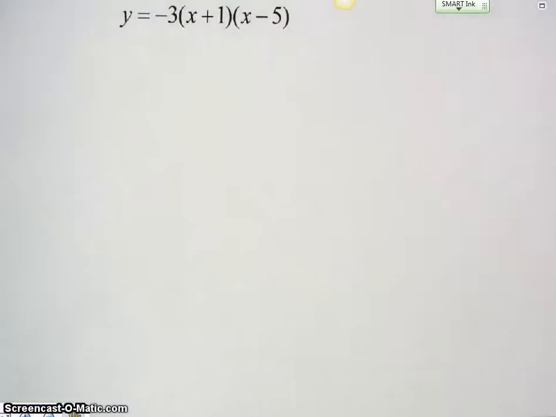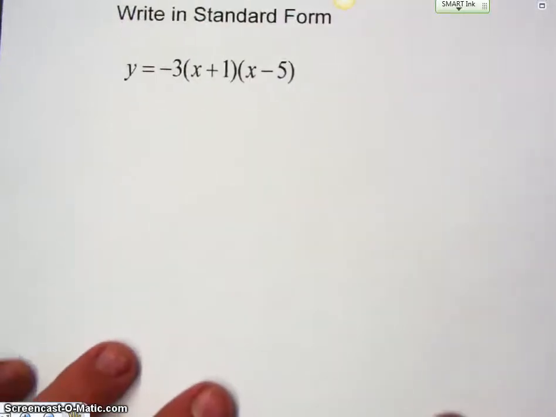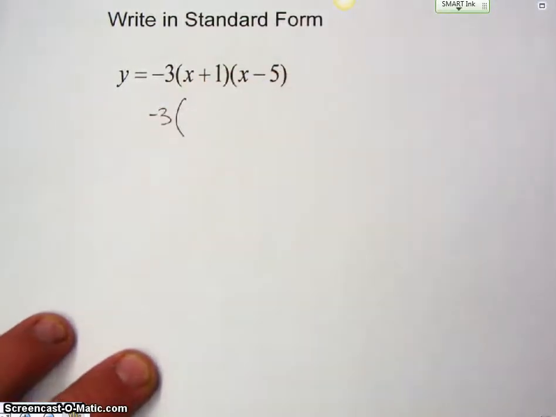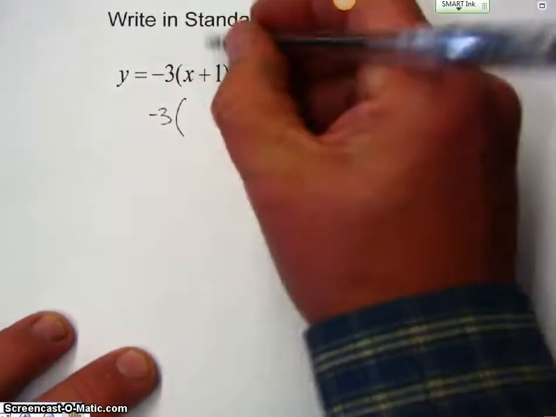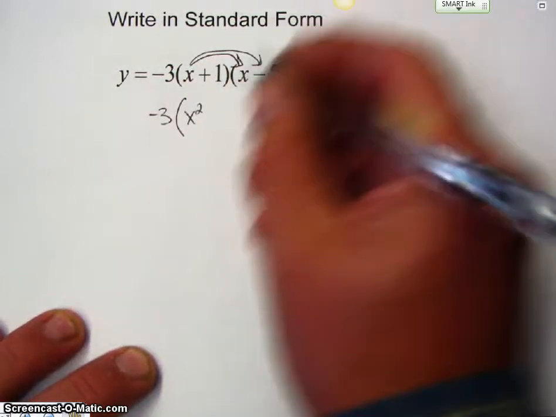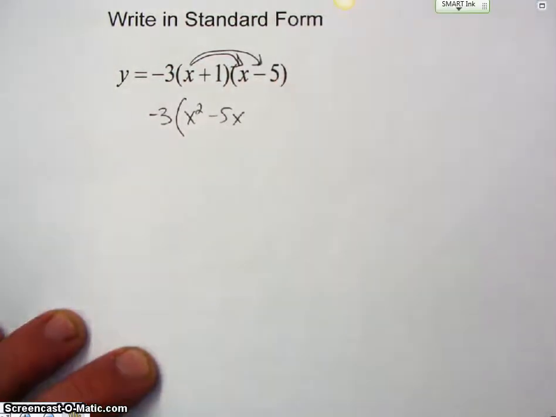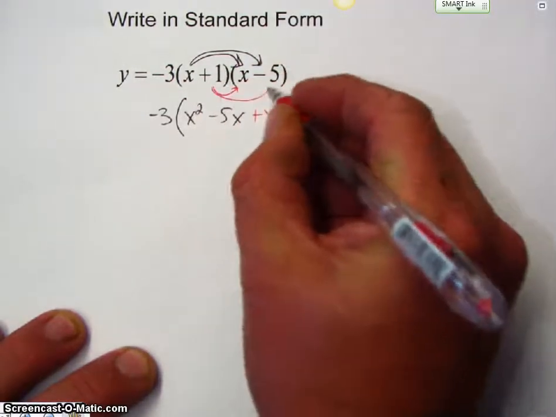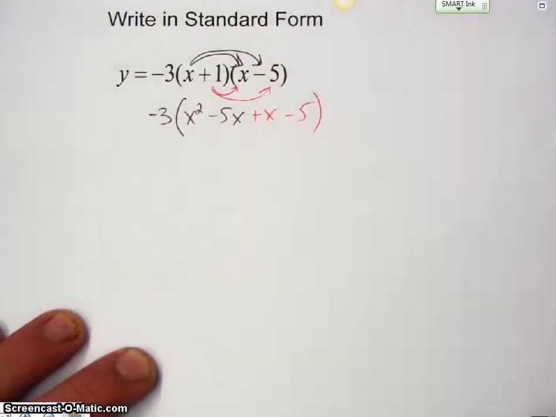All right, let's do another example. Okay, first step is FOIL. So we keep the -3 or whatever a is, put parentheses, and now we distribute. X times x is x squared. X times -5 is -5x. 1 times x is x, and 1 times -5 is -5.